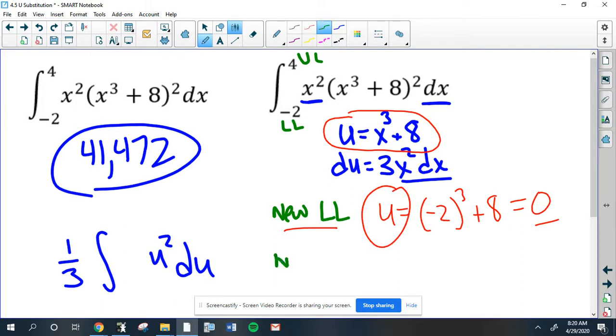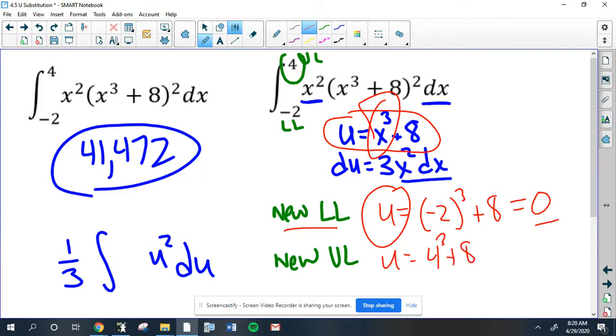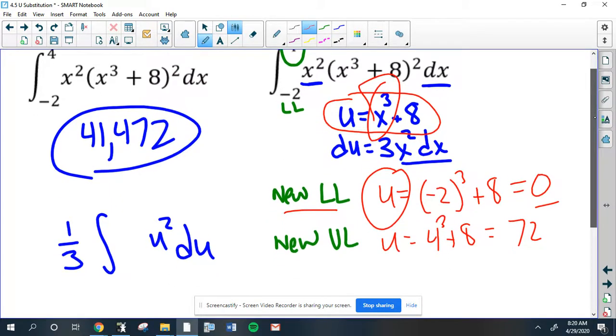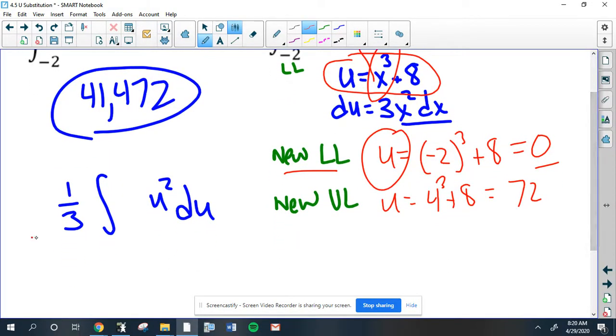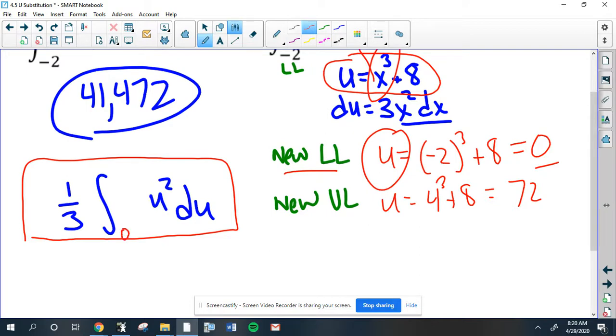My new upper limit, it was 4. Now it's u equals 4 cubed plus 8. 4 cubed is 64. 64 plus 8 is 72. So this integral, it's all in terms of u. To keep everything in terms of u, our new lower limit in terms of u is 0. Our new upper limit in terms of u is 72. And now we can just integrate this and that will be the answer.